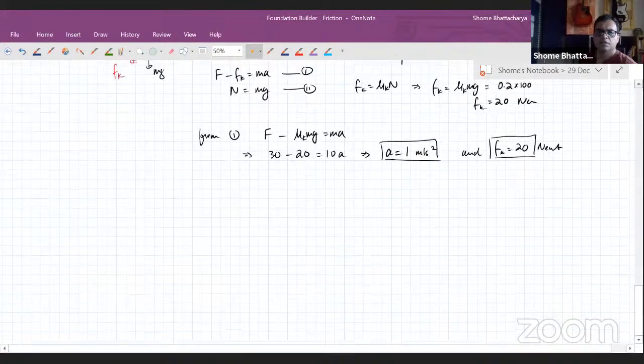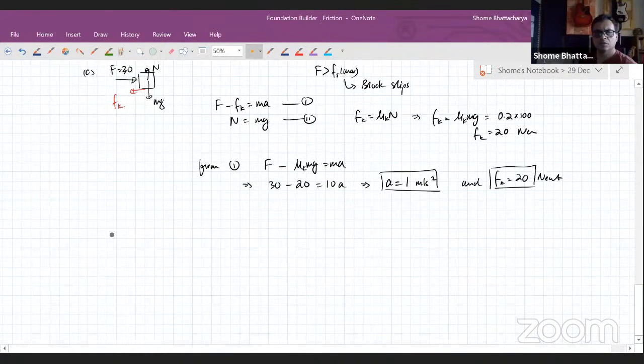Okay, so coming to part D now, somewhat similar to part C, but only the magnitude of this force has become even greater. So accordingly, the acceleration will also become even more. What we expect here is that the acceleration will become even more, because kinetic friction, remember, does not change its value. Its value will remain mu k into N. So its value will remain 20 newtons.